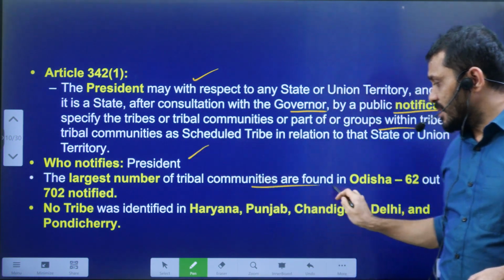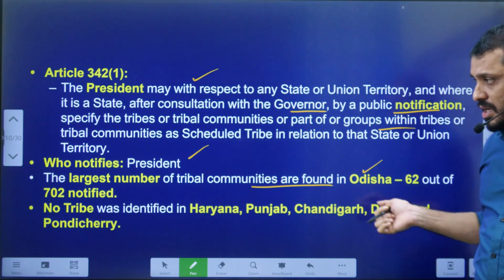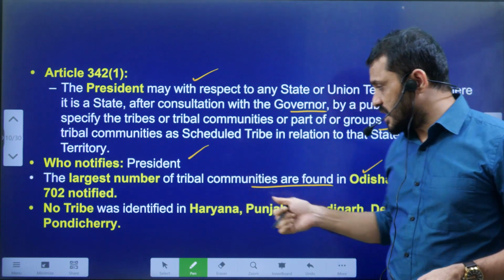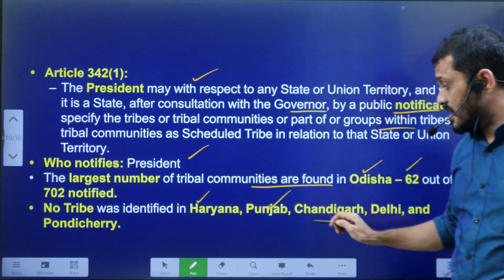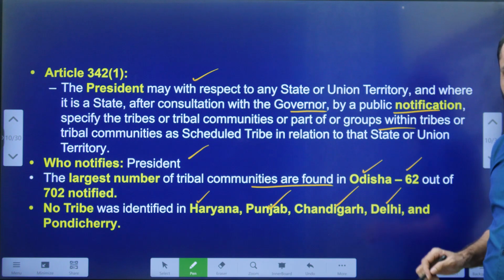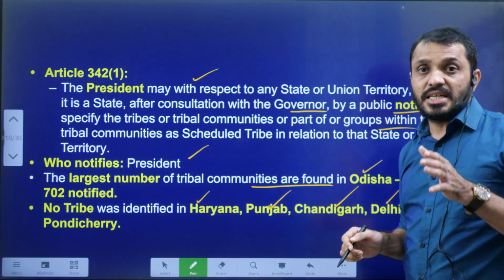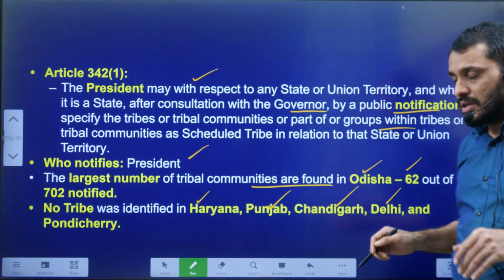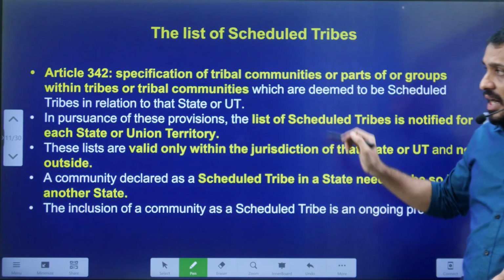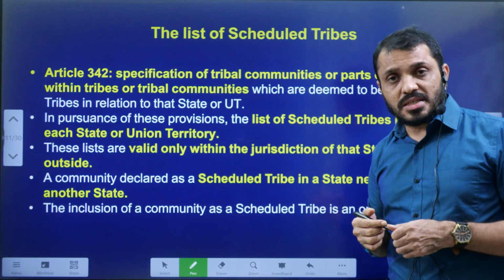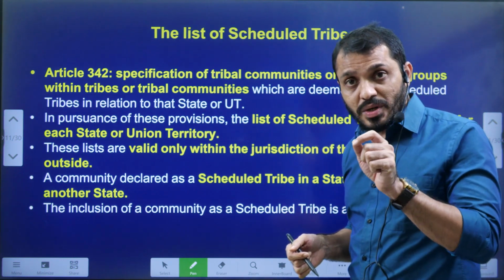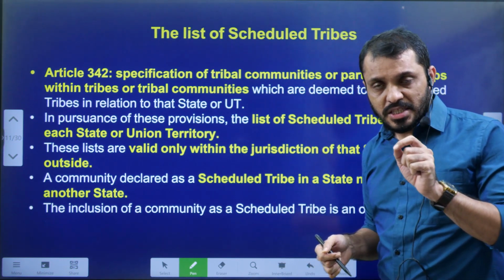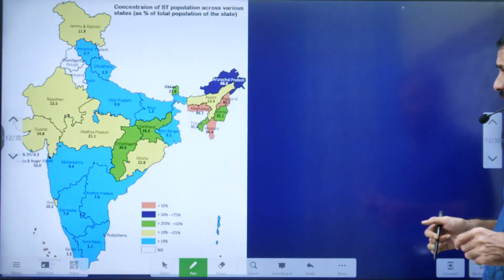The largest number of tribal communities are found in Odisha, 62 out of 702. Then no tribes are present in states such as Haryana, Punjab, Chandigarh, Delhi, and Puducherry. Very important: these are the states and UTs where tribes are not found. Article 342 also says that ST identification is only state specific. State specific. That was already explained to you.